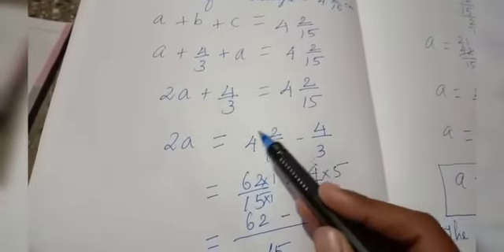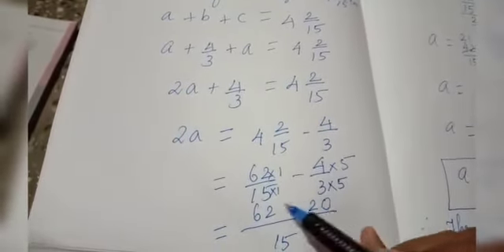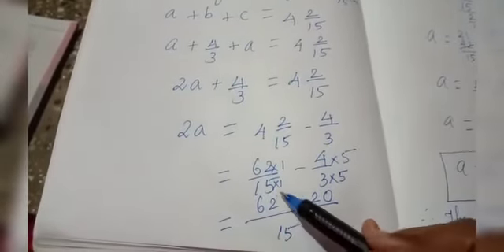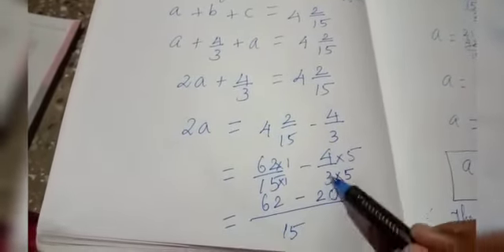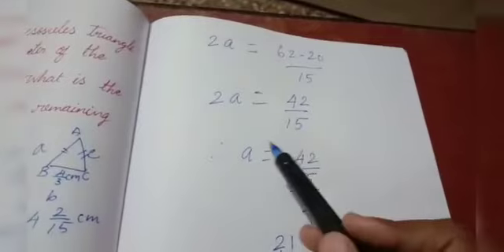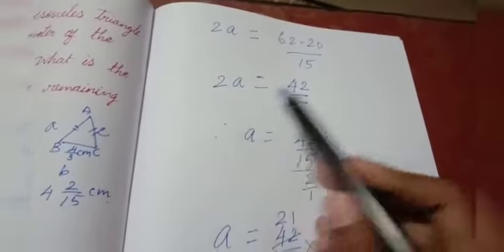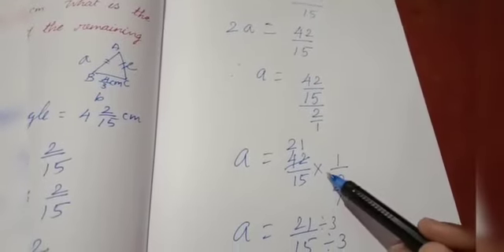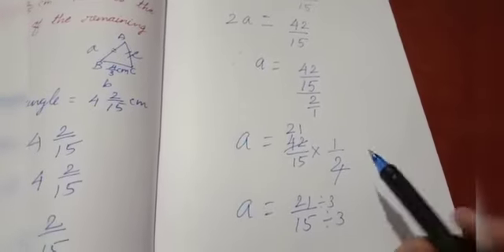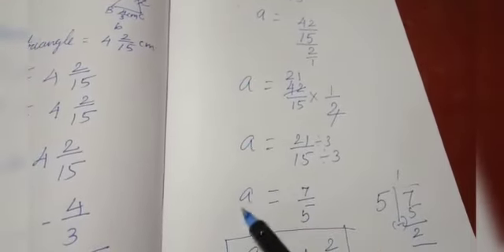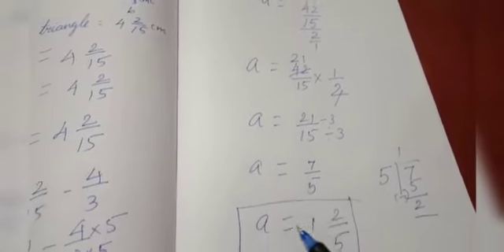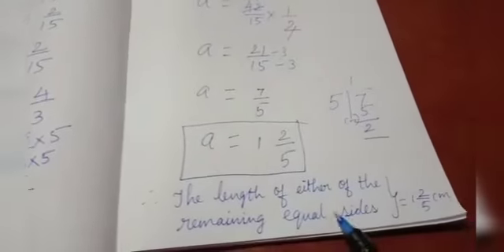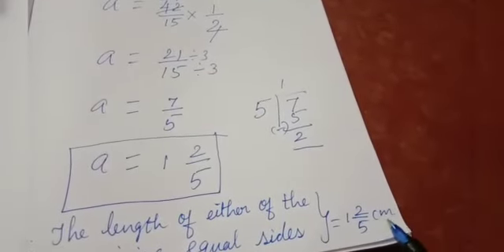Next step, I have converted this into improper. Directly we cannot subtract, so I have converted into improper. The next step, I have taken the LCM. After taking the LCM, I got 15 as the LCM. Then I have changed the numerators. Then I got the 2a value. To find the a value, I brought the product to the right side. Then I have taken the reciprocal for this 2/1. If you want to write it as a product, we should take the reciprocal. Then I have simplified. I have got the equal side measurement. Therefore, in an isosceles triangle, the equal sides measurement is nothing but 1 2/5 centimeter.